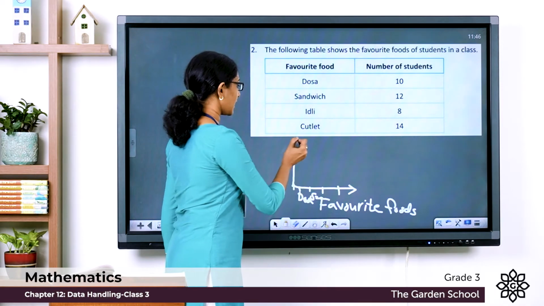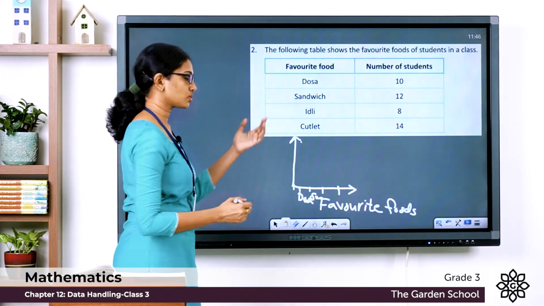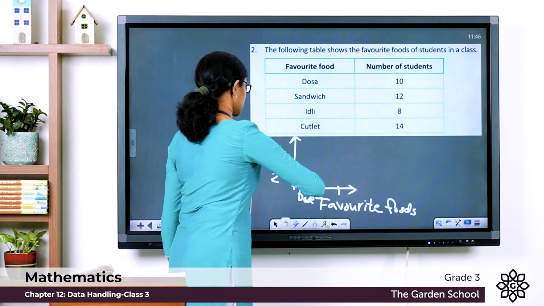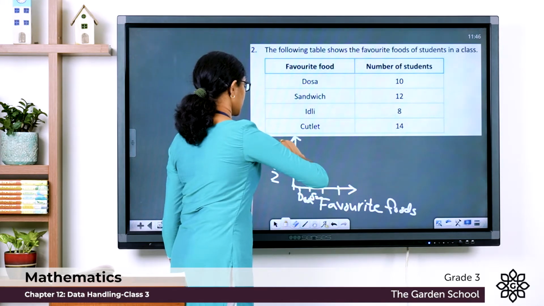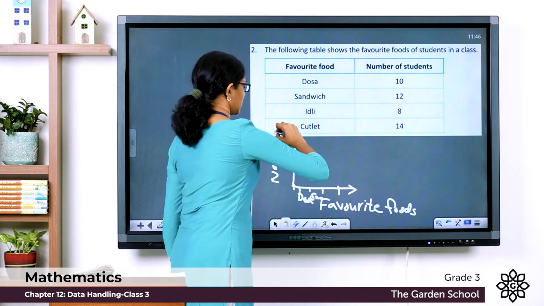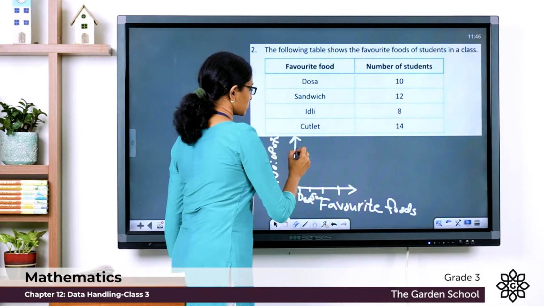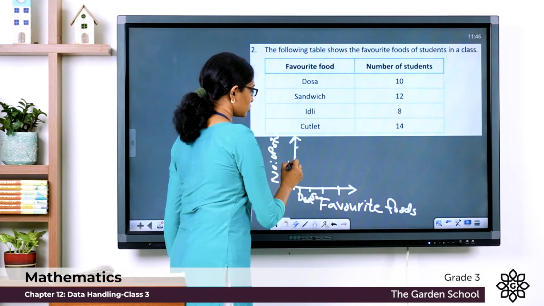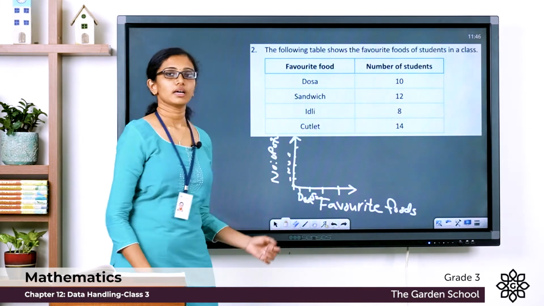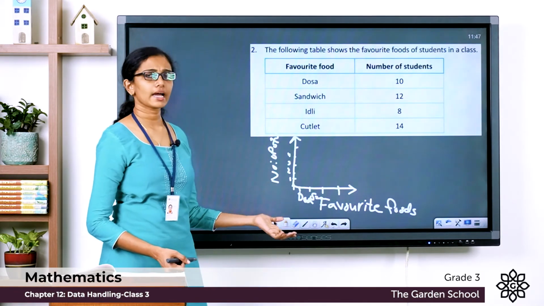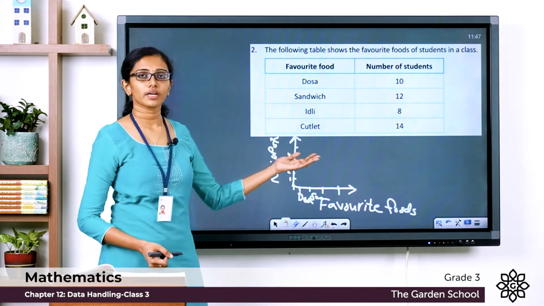And on the vertical line, I'll have the number of students who like each food item. So on the vertical line, I may write number of students. And there I'll have markings to mark the number like 1, 2, 3, 4 and so on. And then you can draw dotted lines from each of these corresponding points.